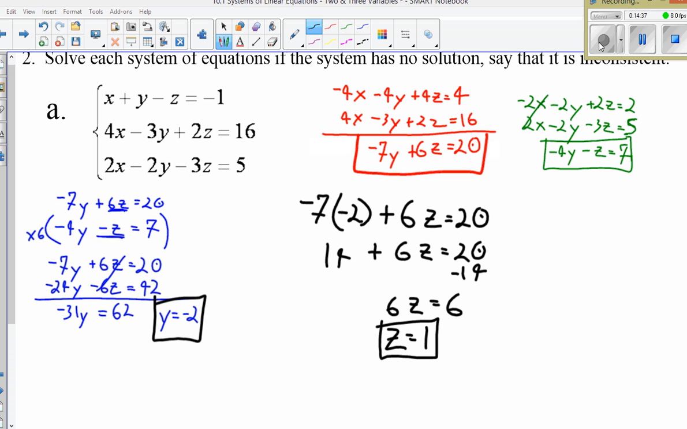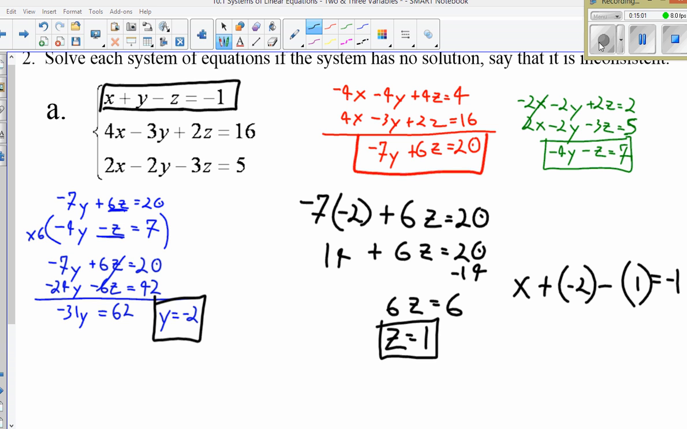Well, I got two answers, but I need 3 because I got 3 variables I'm dealing with. Well, substitute this back into any one of the originals. I like this one. It looks really nice and simple. So I'm going to solve for x. So I leave x in there, plus, well, my y was -2, minus z. Well, my z was 1, and this is equal to negative 1. So I get x minus 3 equals negative 1. So x is equal to plus 3. I get x is equal to 2.